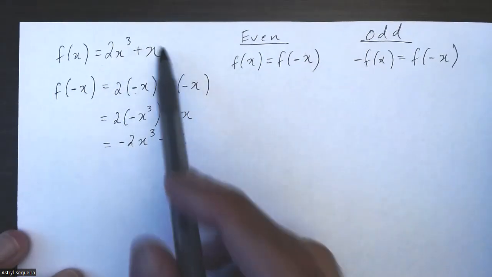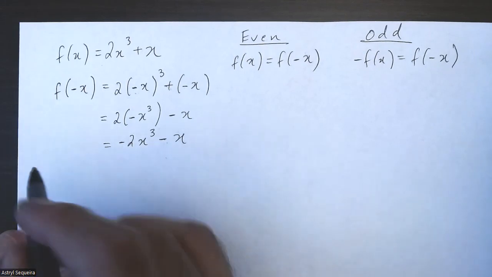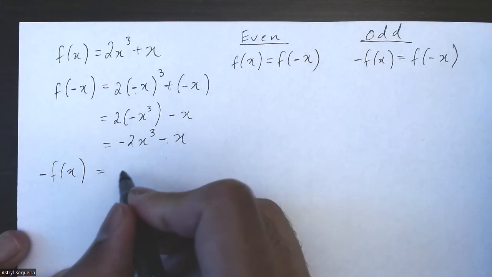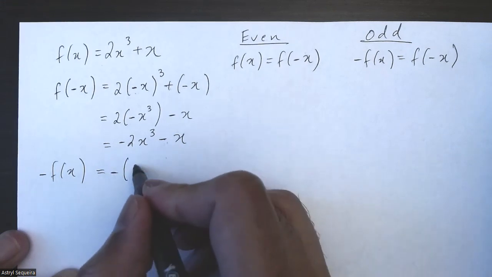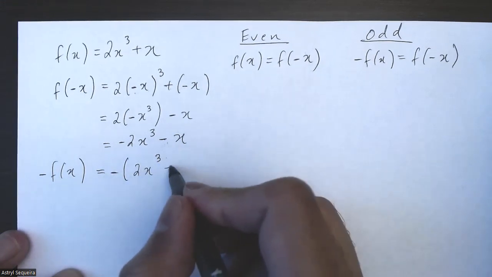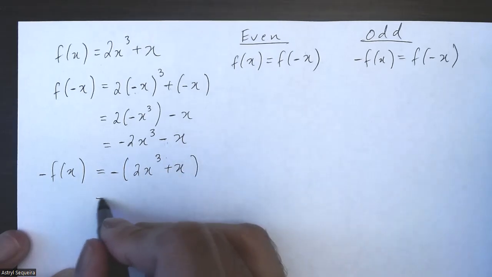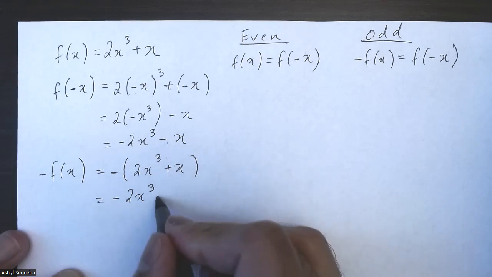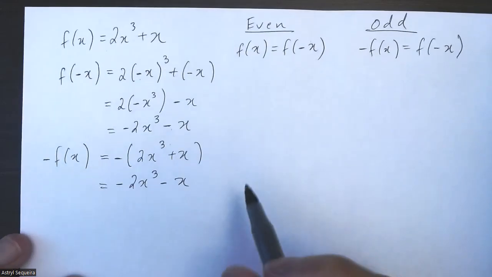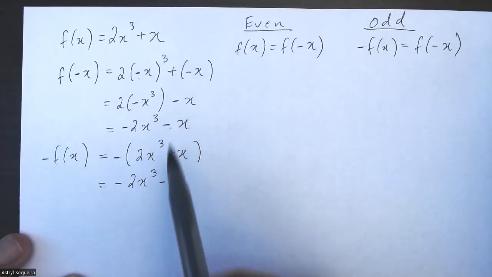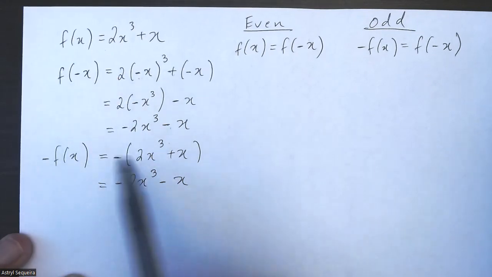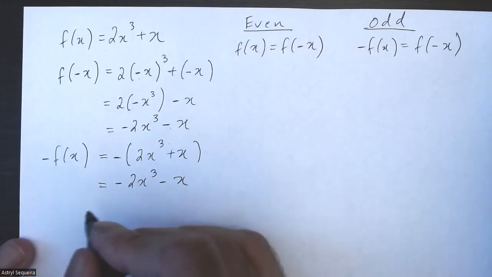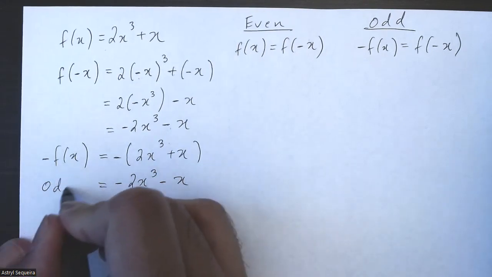These two are definitely not the same. So let's test for odd. Let's find negative f of x. Negative f of x is just a negative sign and then the entire function inside a bracket, and then you distribute the negative into the brackets. That'll give me negative 2x cubed minus x. So if I compare f of x with f of negative x with negative f of x, these two right here, they're both exactly the same. So I can tell that this function is odd.